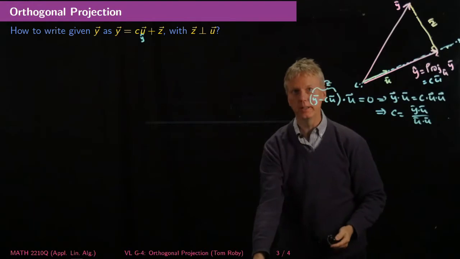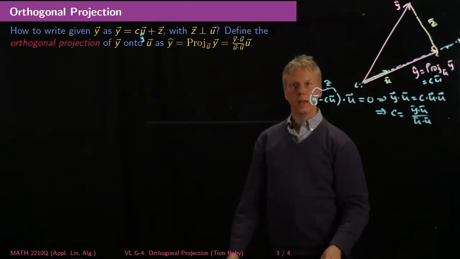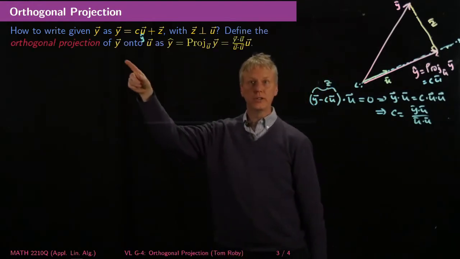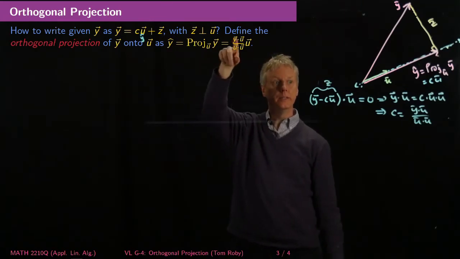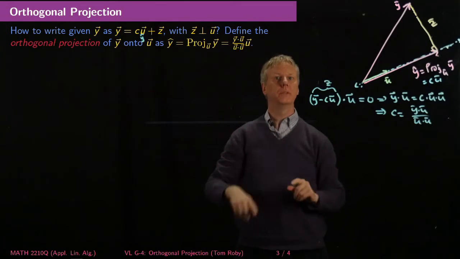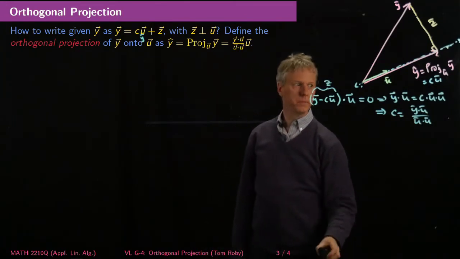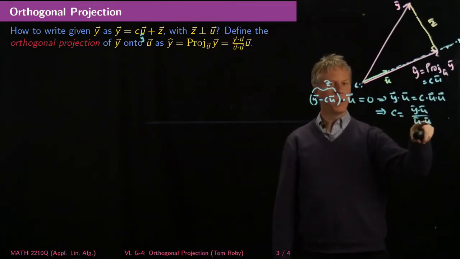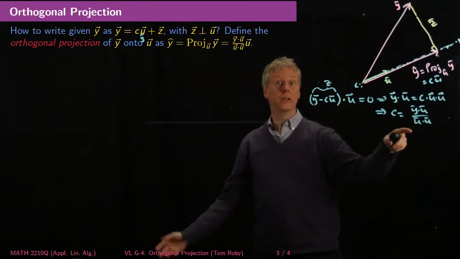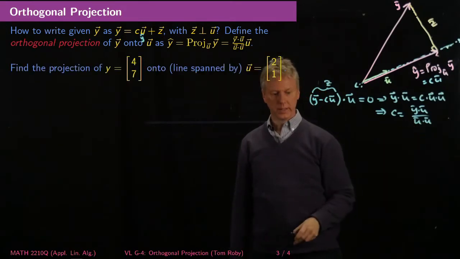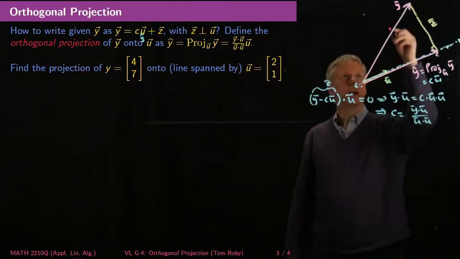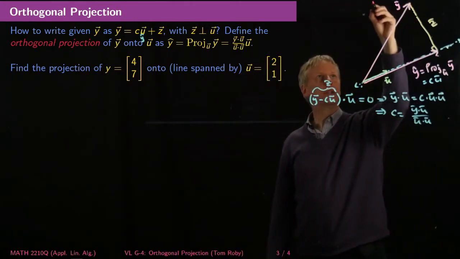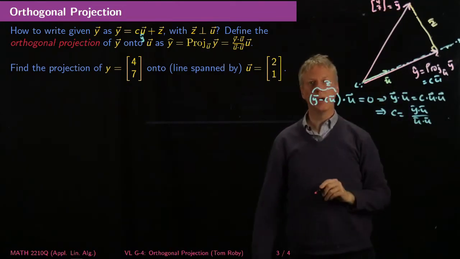Okay, so let's take a look at an example. And so we'll define the orthogonal projection of y onto u as exactly this thing. y hat is this ratio times the vector u. So this, of course, is a dot product divided by another dot product. That's just a scalar. That's just a real number. Let's find an example to make it real. Suppose y was 4, 7. So that's going to be my y.